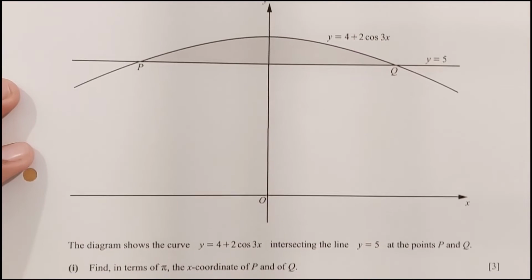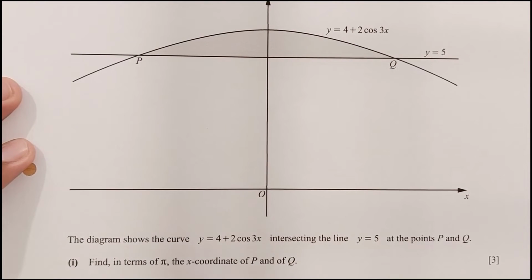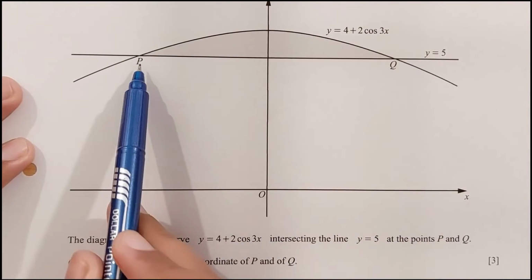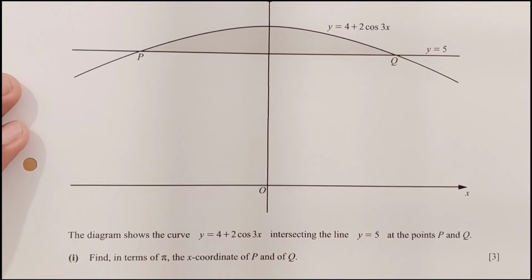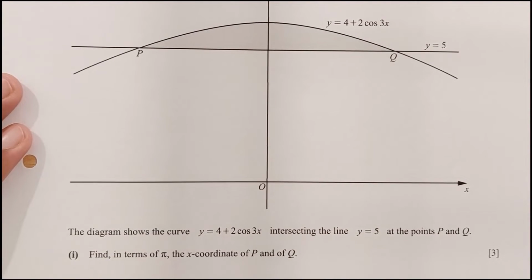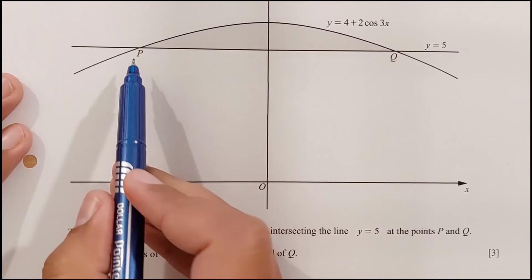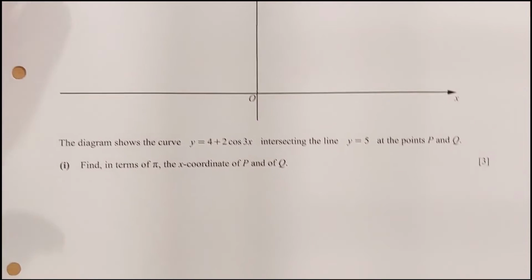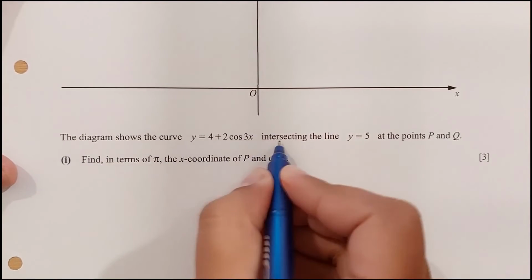Question number 9. The diagram shows the curve. This is a curve intersecting the line y equals 5 at points P and Q. So these are the points of intersection. Now for part 1, find in terms of pi the x coordinate of P and of Q. Okay, so the points of intersection are where the curve and line intersect.